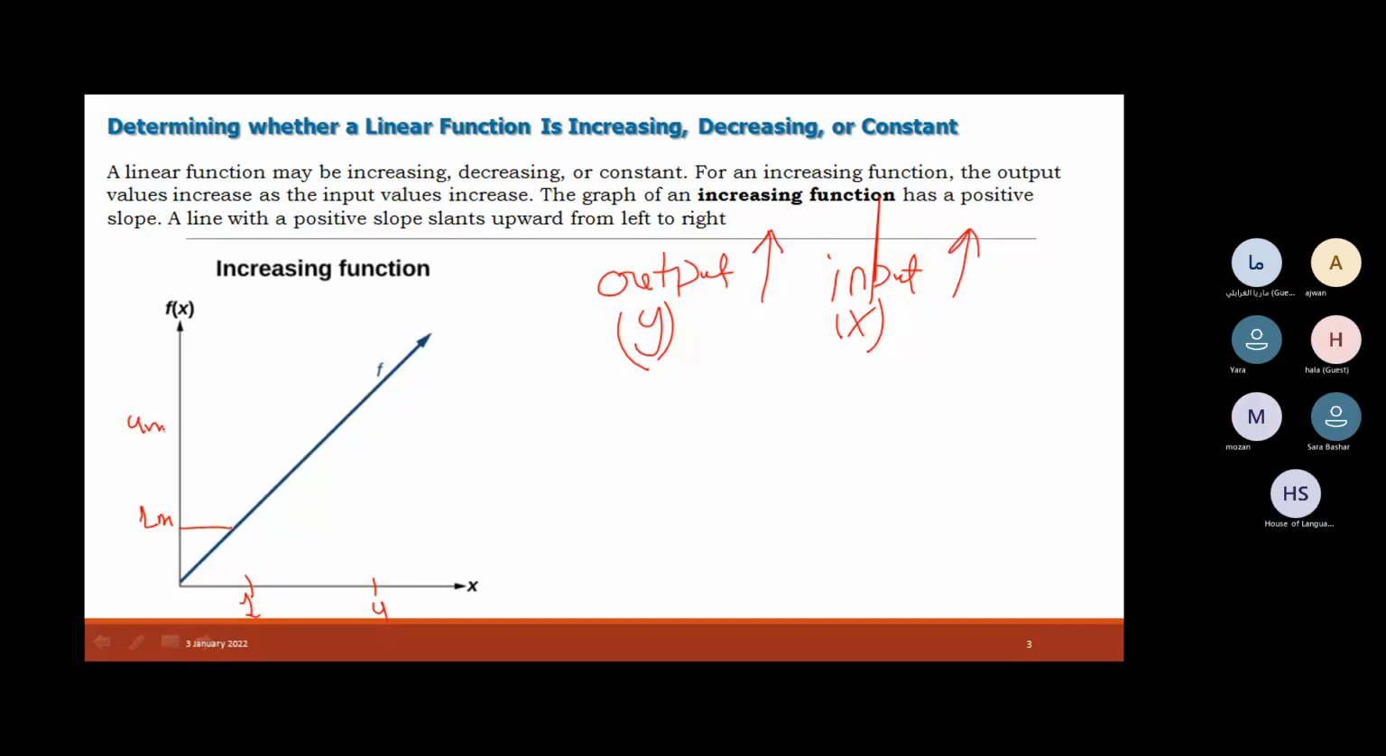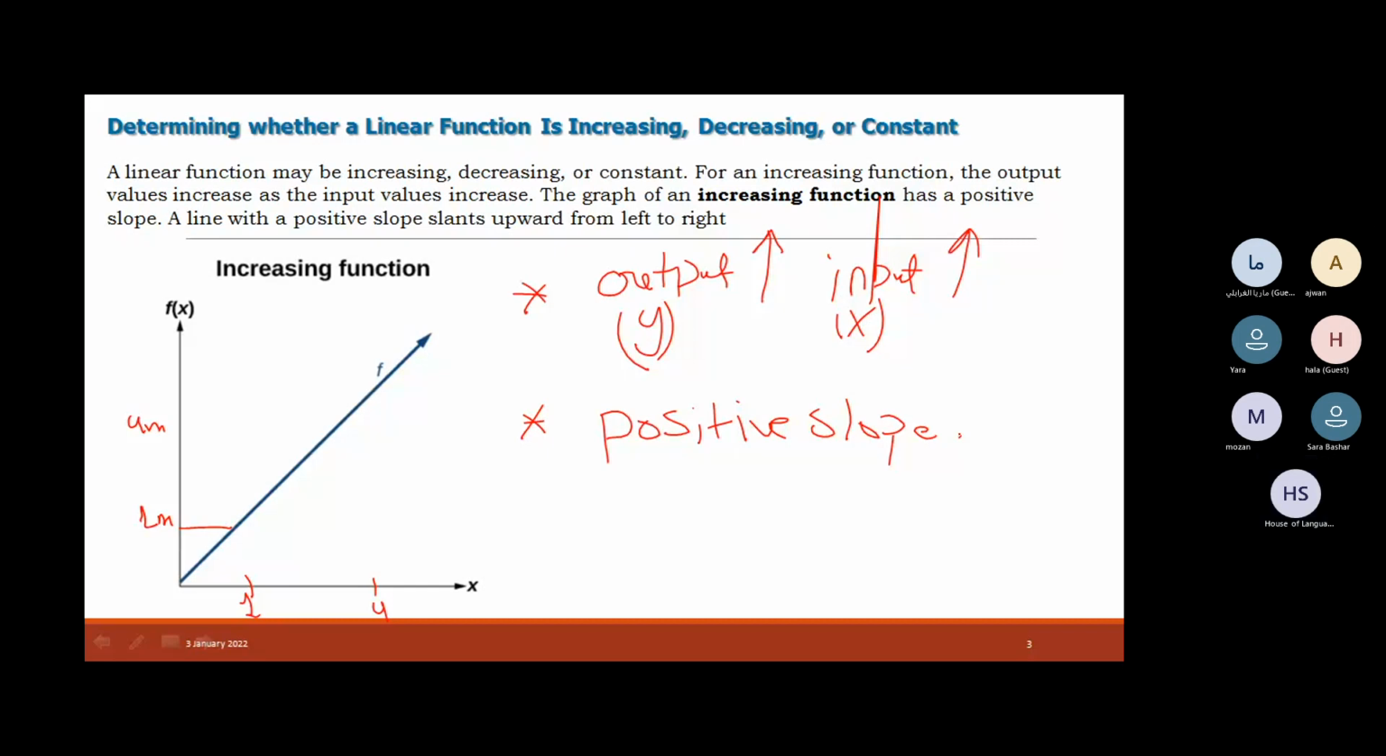Now, the second thing: the graph of an increasing function has a positive slope. Do you remember how I can determine if it has a positive slope or not? You go from the left to the right. If you go upward, it means positive. Like I said yesterday, if you go upstairs, it was increasing. You are going from left to right, so you go upward. So the slope will be positive.